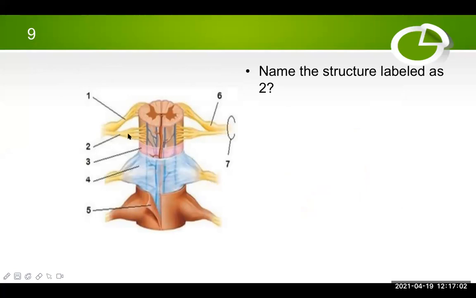This structure. Yes? The inferior. Say it again. Sir, inferior ganglion, sir. No, this is not a ganglion. Anterior. Okay, anterior. What do you call that specifically? So that is a motor area, sir. Motor. They are right. These are the motor nerves.